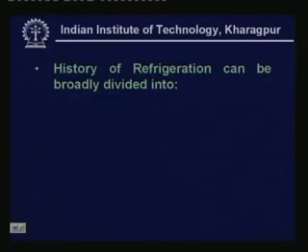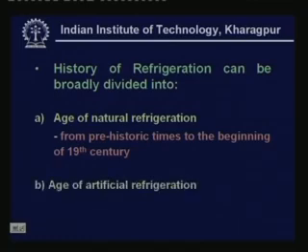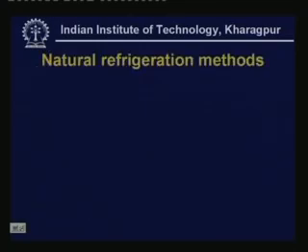Now the history of refrigeration can be divided into two phases. The first one is the age of natural refrigeration, beginning with the prehistoric times to the end of the 18th century or the beginning of the 19th century, and the age of artificial refrigeration from the 19th century onwards. Now let us look at some of the natural refrigeration methods. Why do we call them natural refrigeration methods? Because we rely on nature for providing refrigeration.